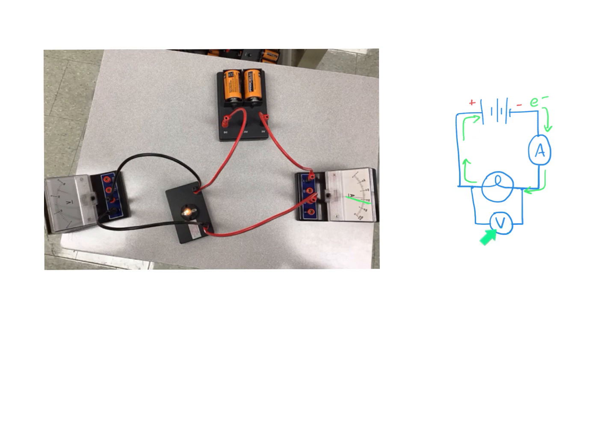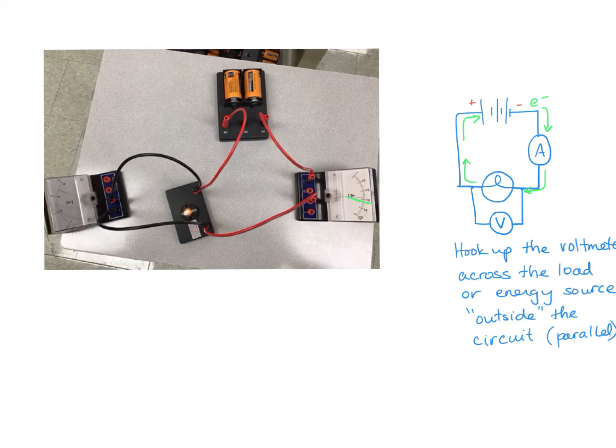So the voltmeter is outside, measuring across the load. So we'll just make a quick note of that. When you hook up the voltmeter, make sure you hook it up across the load, or you could have hooked it up across the battery here. So it's either the energy source or the load. That's where the energy of the electrons is changing.